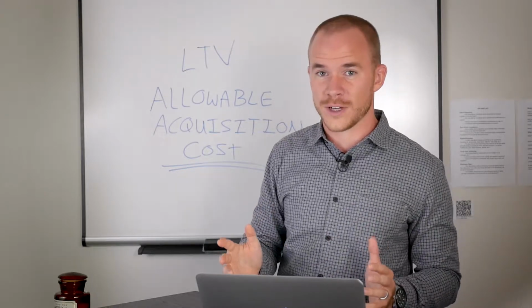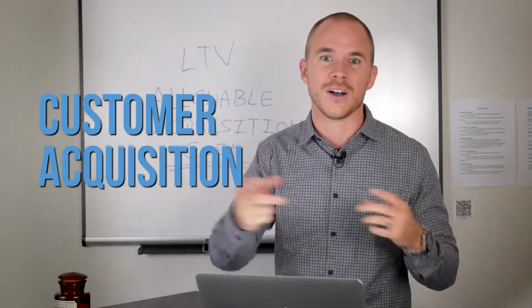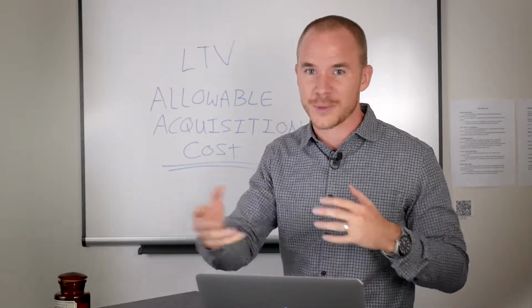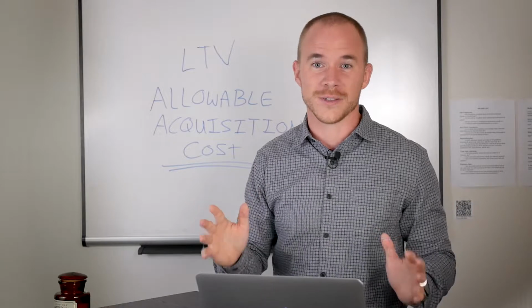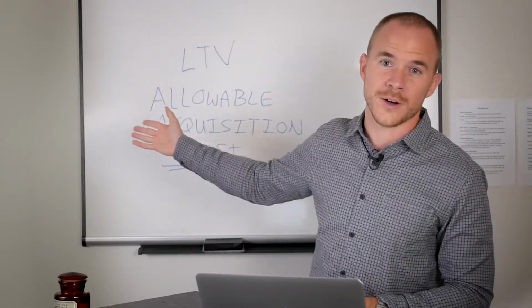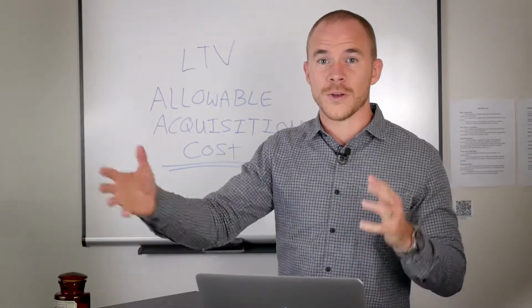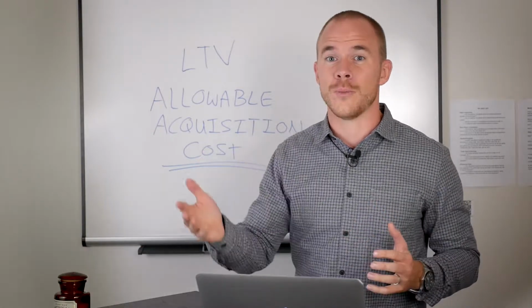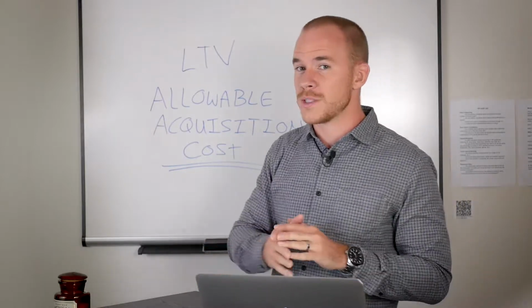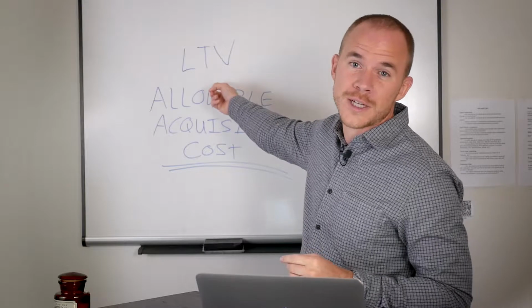So allowable acquisition cost really comes from the term customer acquisition, which is a fancy way of saying to get a customer. If you're getting a customer, you're acquiring a customer, it's all the same, just fancy words. But allowable acquisition cost basically is talking about how much you can afford to spend in order to get a customer. That's your allowable acquisition cost. So it's impossible to know your allowable acquisition cost until you know your LTV, your lifetime value of a customer.